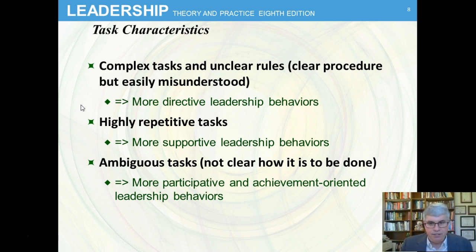He needs the motivation that comes from being supported. Now, in ambiguous tasks, not clear how it's to be done because nobody's ever done it before, which is the case of a lot of problem-solving tasks like in engineering and in technology. Here, there needs to be more participative and achievement-oriented leadership behaviors. People need to be included in the decision-making process, get their brains involved, be respected so that they feel safe to participate and share their experiences. The leader has to do everything possible to get all these brains to come together to solve these ambiguous tasks. So the task characteristics also influence what leadership behaviors the leader should exert in this path-goal theory.